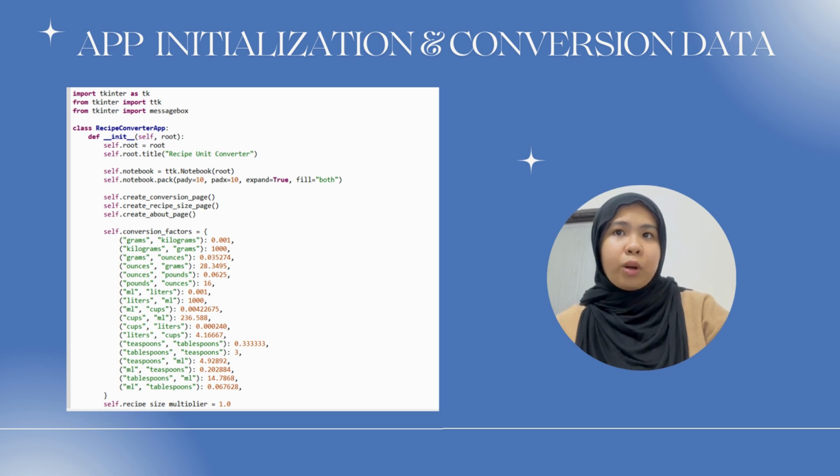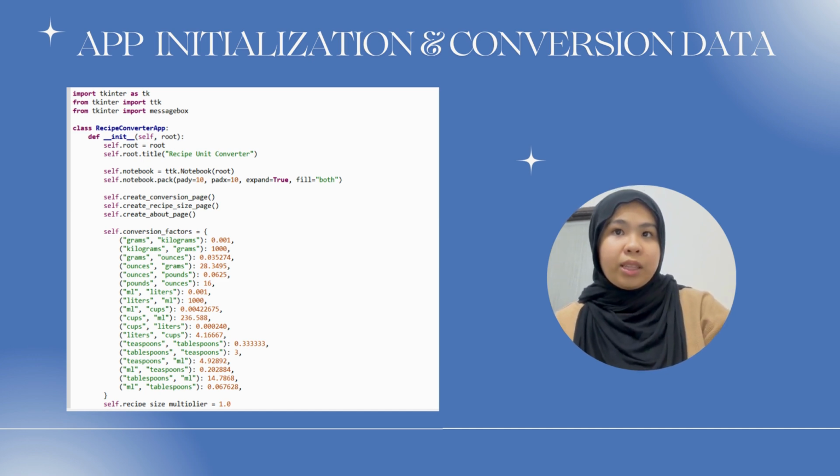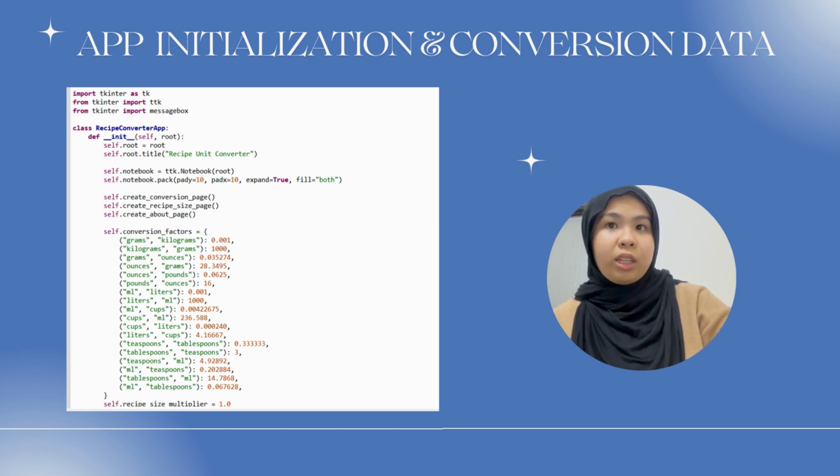For the fifth point, you can see from the coding, creating different pages or tabs: self.create_conversion_page and self.create_recipe_size_page. These lines call methods that are likely defined elsewhere in the RecipeConverterApp class. These methods are responsible for creating the content and layout of the individual tabs in the notebook.